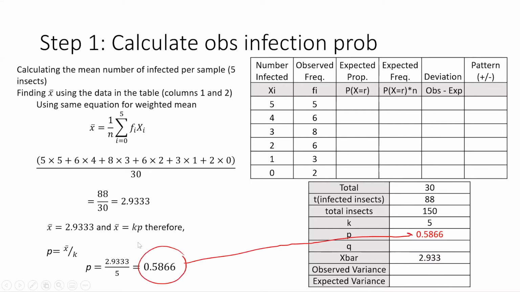Using those equations from before, we know that X bar equals Kp. So we can now solve for P. So our probability of success is equal to the mean number of infected insects divided by the number of trials, which is 5, which we get here. So our probability of success, our probability of having an infected insect in our trials, is 0.5866.